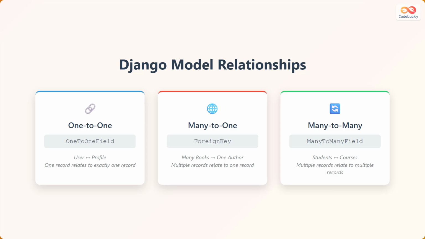Django provides 3 types of model relationships to represent associations between different data entities. One-to-one relationships are created using OneToOneField and represent a unique connection between 2 models, such as a user and profile relationship, where each user has exactly 1 profile.